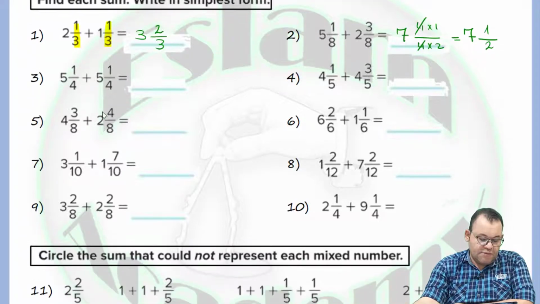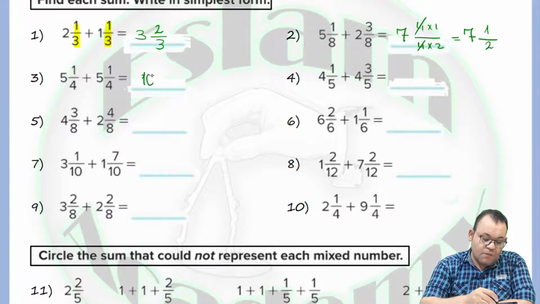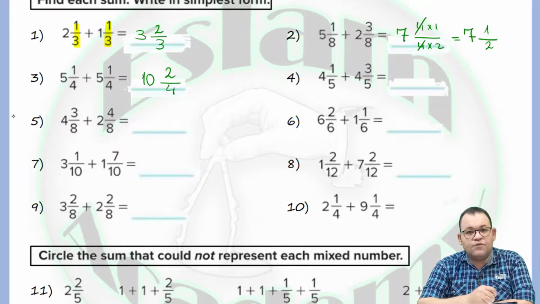Again in question number 3. 5 and 1 over 4, plus 5 and 1 over 4. We write 5 plus 5 equals 10. And the denominators will be the same. 1 plus 1 equals 2. Now we have 2 over 4.